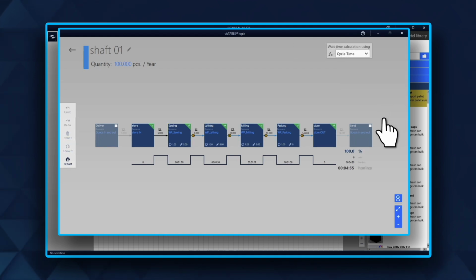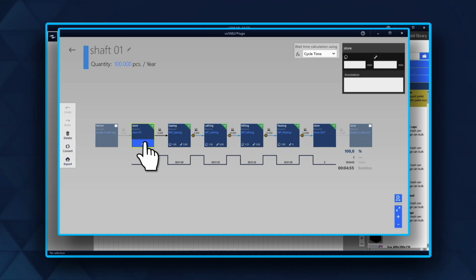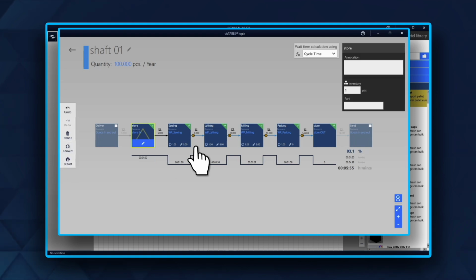Next, we need to enter the inventory counts. For this, we need to transform the production processes into storage processes by clicking the Convert function. It will indicate the switch with the triangle in the background of the store. Now we can enter the inventory amounts on the right-hand side.